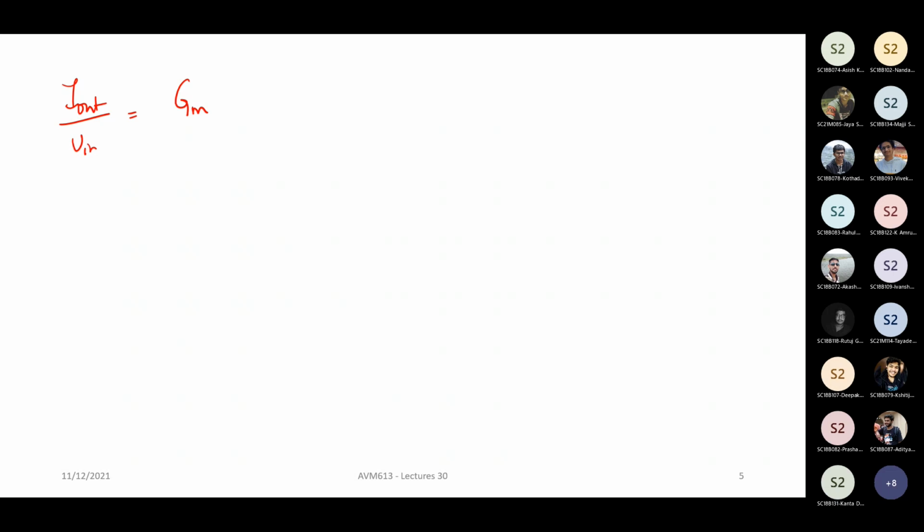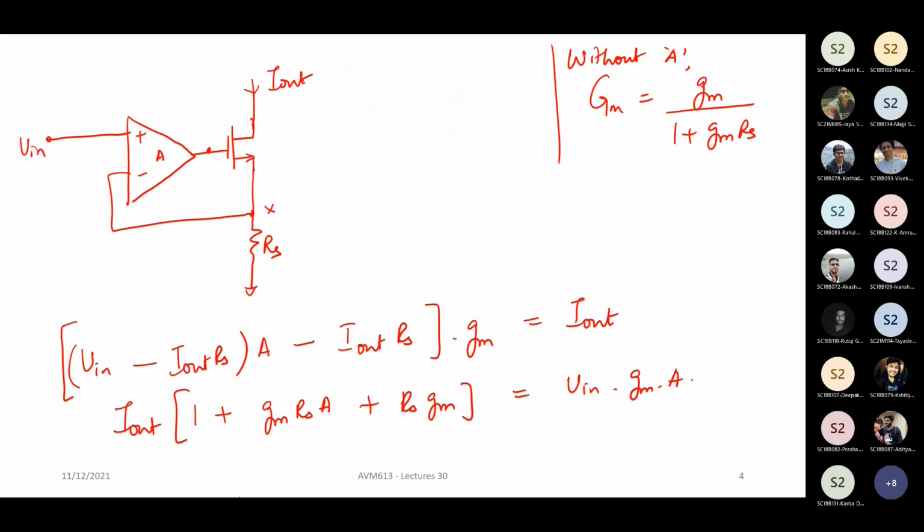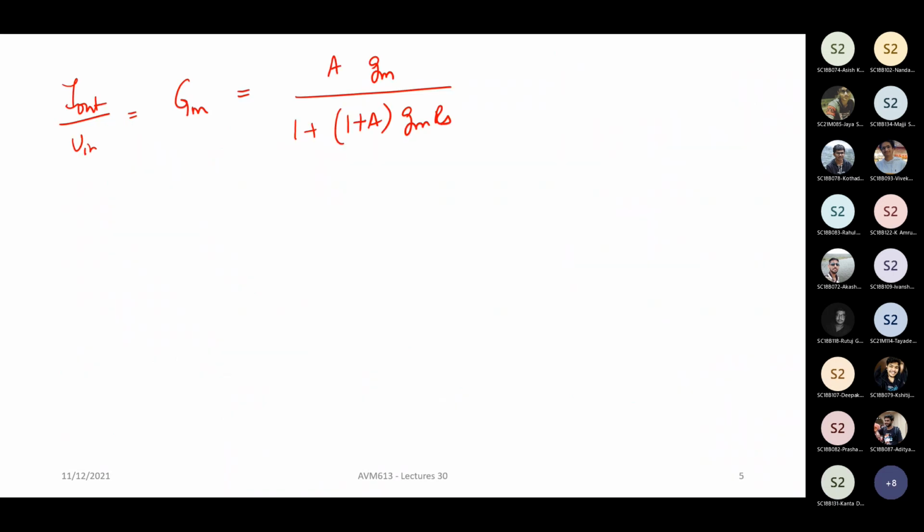Sorry about that. So if you calculate the effective transconductance, I out by V in, you'll basically get A times Gm divided by 1 plus A plus (1 plus A) times Gm Rs. If you bring this together, you basically get Gm Rs into (1 plus A) plus 1. This is what you would get. Now if you compare this with the other one, which is Gm divided by 1 plus Gm Rs.